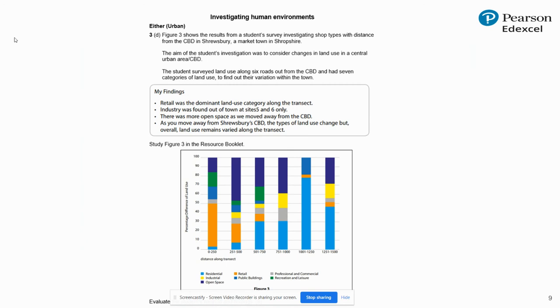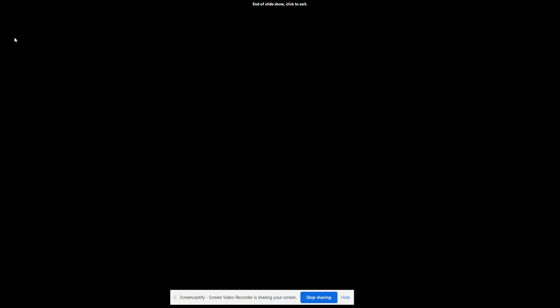And here's an example of what the exam will look like in the real thing. Okay, so we can see there's some background there talking about the students investigated shop types within Shrewsbury in Shropshire, then what their findings were, as well as a graph. And then you can see the evaluate question below. I hope that gives you some idea of what you'll face on the unfamiliar fieldwork.